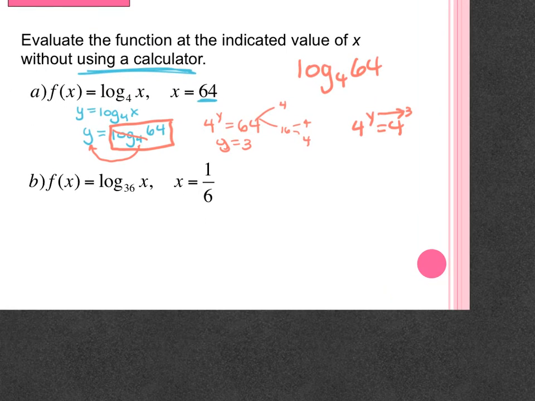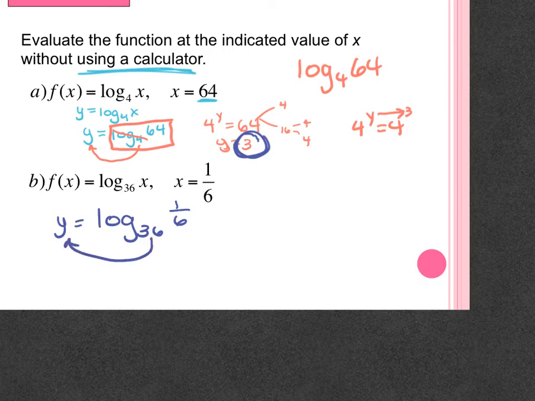All right, B, log, so y equals log. Wait, so what's the answer for that? Just 3. Oh, it's just 3? Yep. Okay. So B says, if I rewrite it, y equals log base 36 of 1/6. Now the 36 can come over, pick up the y, equals 1/6.